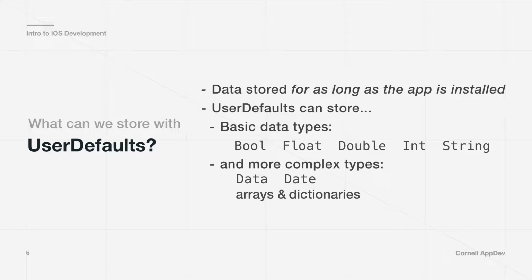User defaults can store basic data types very easily, so things like bools, floats, all the numbers, strings, as well as some more complex types like data, which we're going to talk about a little more later, where we convert your custom class objects into data in order to get them to be stored in user defaults. And then you can also have date objects as well as arrays and dictionaries of all the different types that user defaults can support.